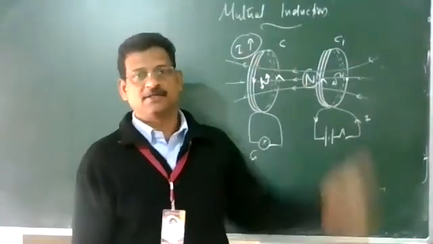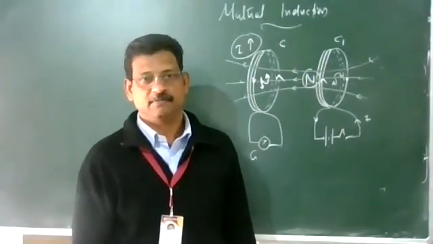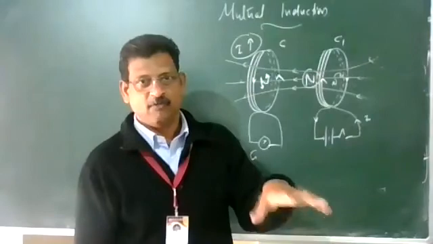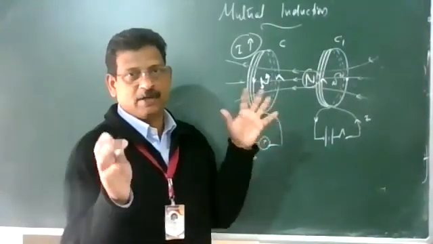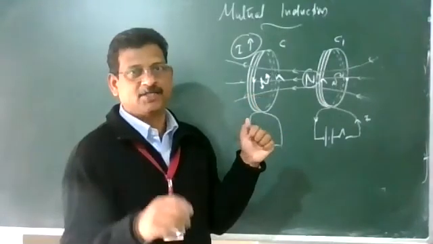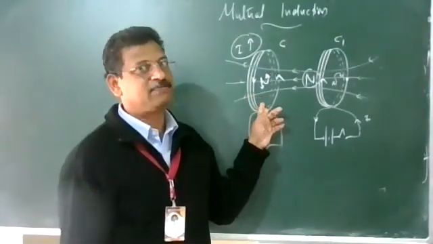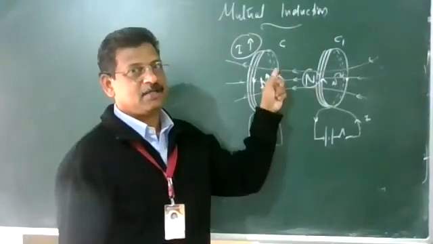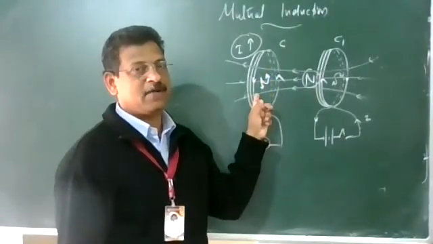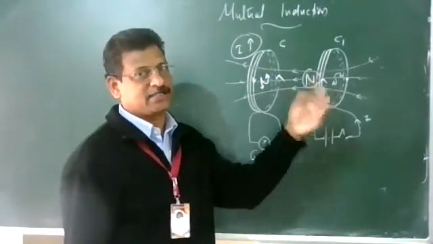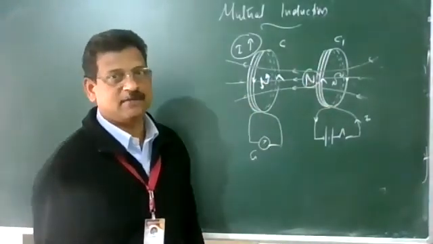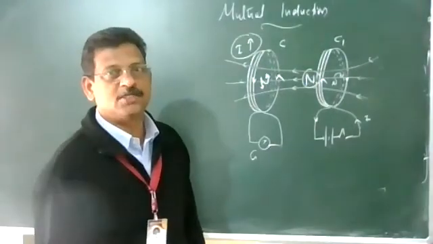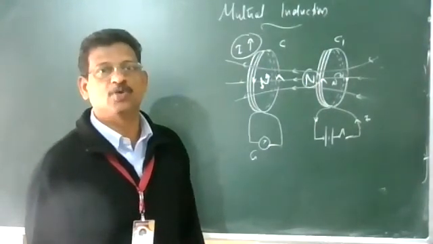Suppose you break the circuit, so current decreases. When current decreases, the flux also decreases. So the number of lines coming inside will decrease. Then what polarity will develop? South polarity will develop to hold on to the lines, not to decrease the flux lines. So this process is known as what? Mutual induction.